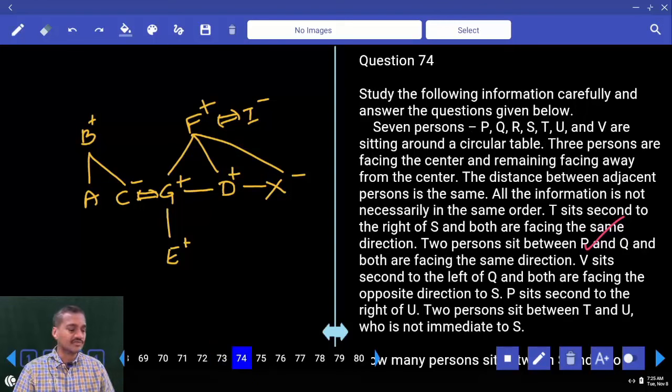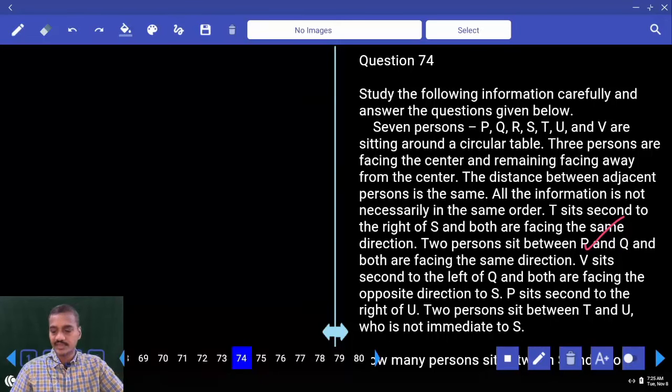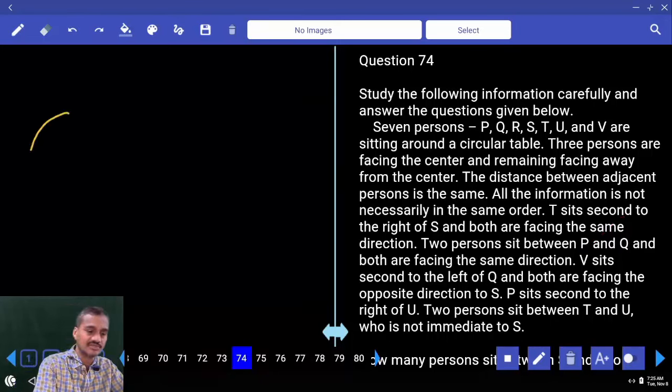Then 74 onwards, it is based on a circular table. How many persons are there? Only 7 persons seated around a circular table, and some of them are inward and some of them are outward. Hence, now there are 7 persons, 2 plus 3, 5 plus 2, 7.